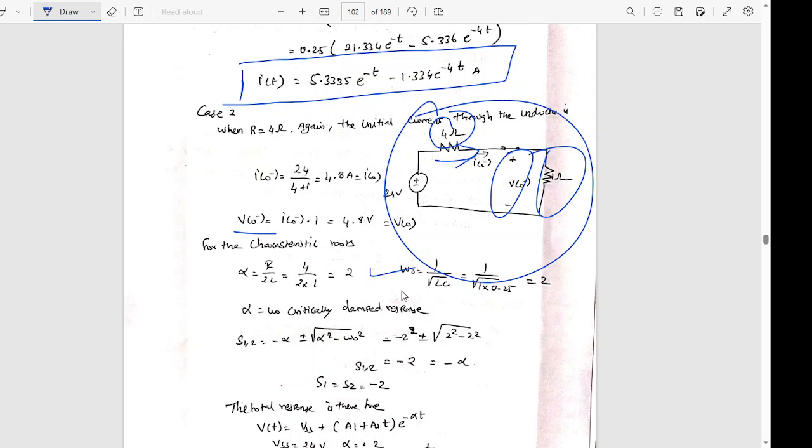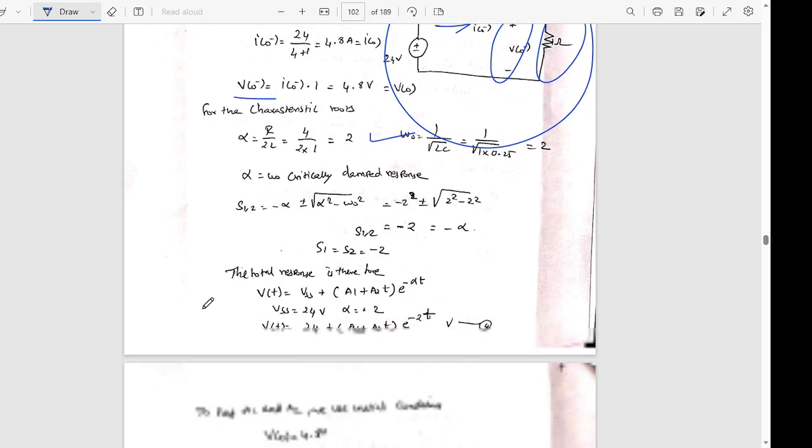Here alpha and omega naught are same, so we can call it critically damped. So find out the roots. S1 equal to minus alpha plus or minus root of alpha square minus omega naught square. My roots are minus 2 plus or minus root 0. My roots are minus 2. So here alpha value is 2.